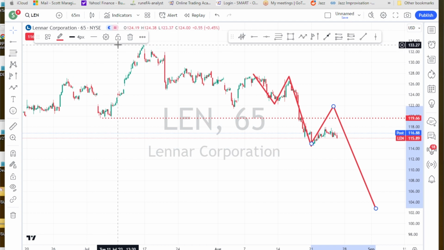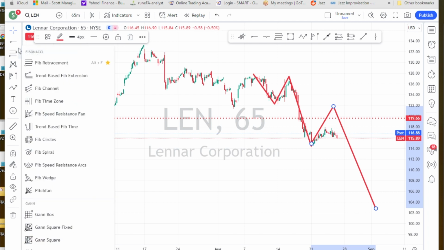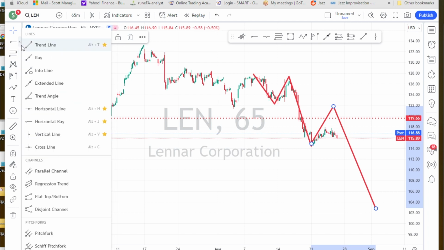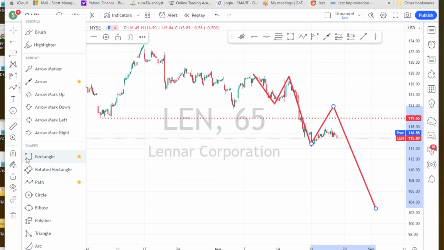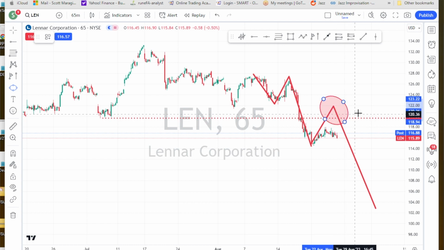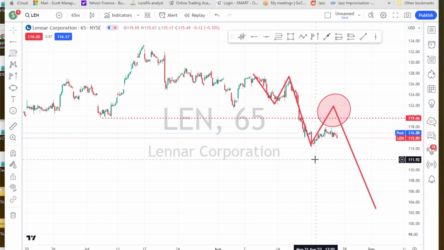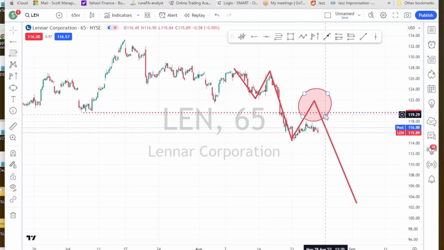So what we're trying to do is anticipate this change right here, which is the, let me see if I can find some drawing tools. Okay, I'm trying to anticipate where this change is gonna happen, that turn.